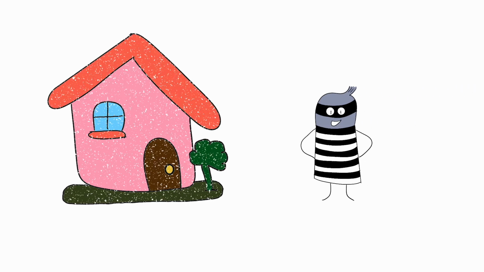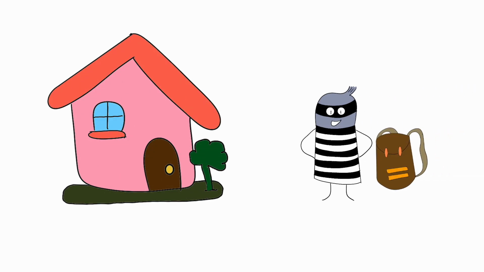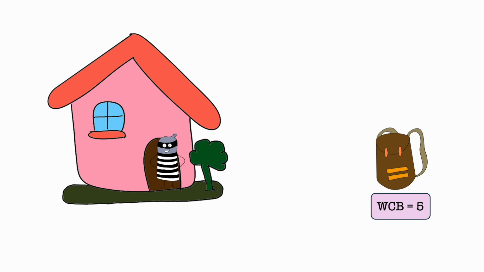Imagine a thief who wants to rob a house. He has a backpack with a maximum weight capacity. Let's say the weight capacity of the backpack is 5 units. When the thief enters the house, he finds several valuable items. Each item has some associated value and weight.